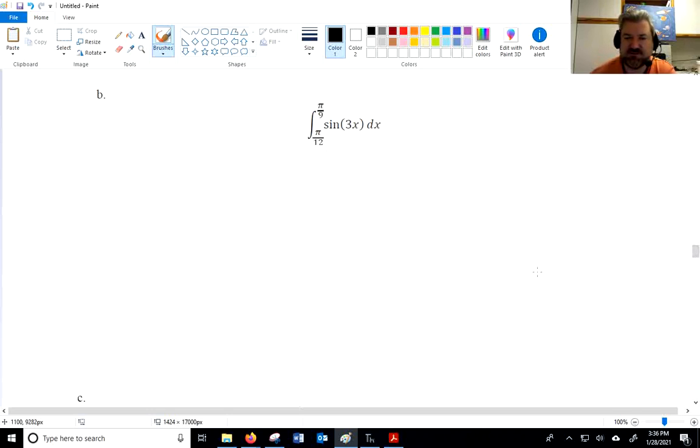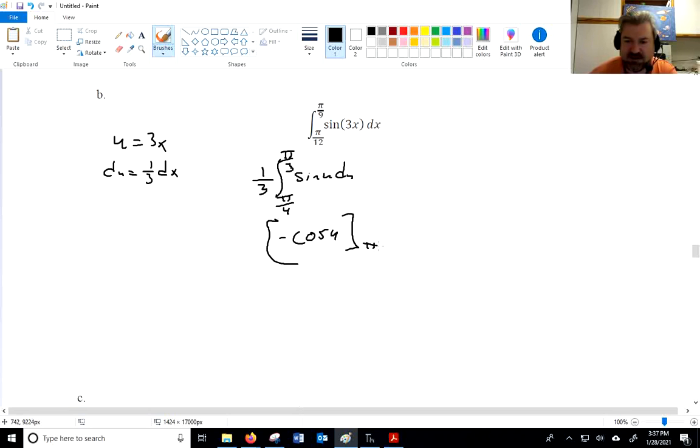All right, let's try the next one. Let u equal 3x, so that du is 3 dx, making this 1/3 the integral of sine of u du. And if I plug in pi over 12 for x here, pi over 12 times 3 becomes pi over 4. And pi over 9 times 3 becomes pi over 3. We integrate, we get cosine of u, but when we integrate sine, it's negative. And we'll be doing that from pi over 4 to pi over 3.